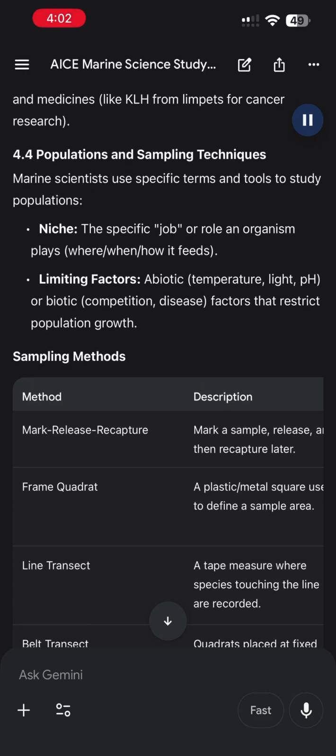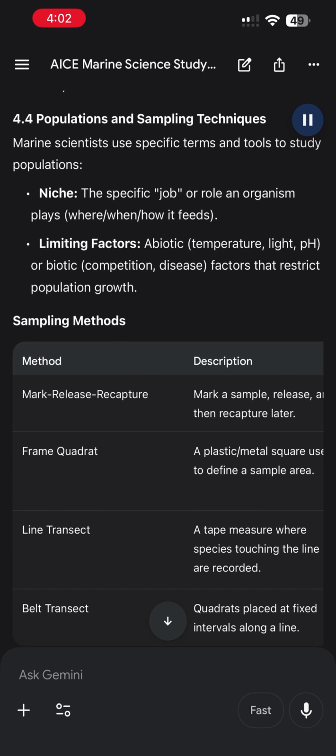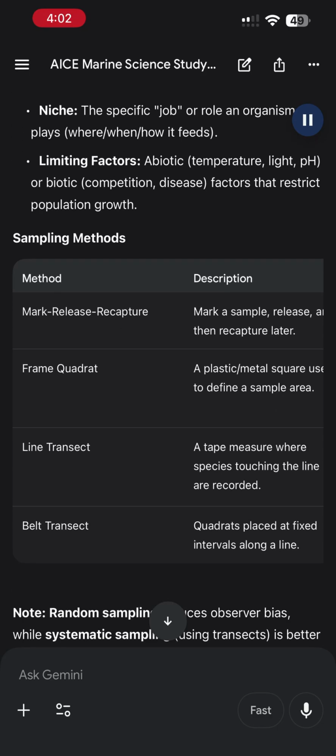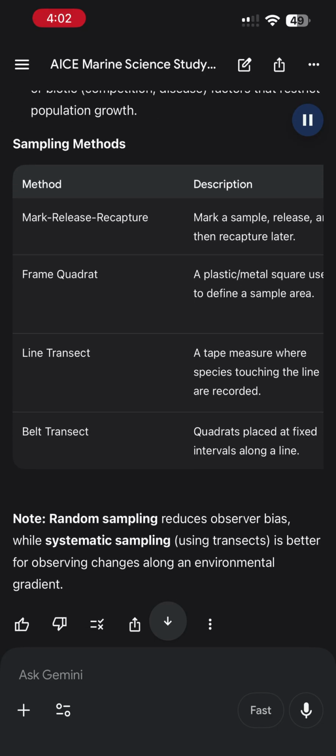4.4 Populations and sampling techniques. Marine scientists use specific terms and tools to study populations. Niche: the specific job or role an organism plays, where, when, and how it feeds. Limiting factors: abiotic, temperature, light, pH, or biotic, competition, disease, factors that restrict population growth. Sampling methods: method, description, best for.